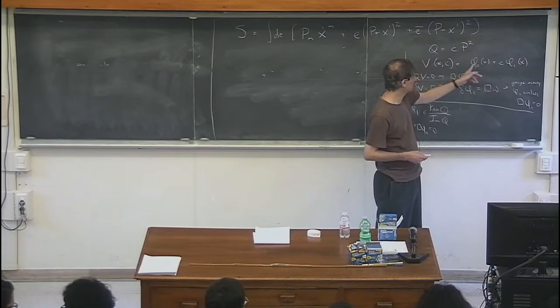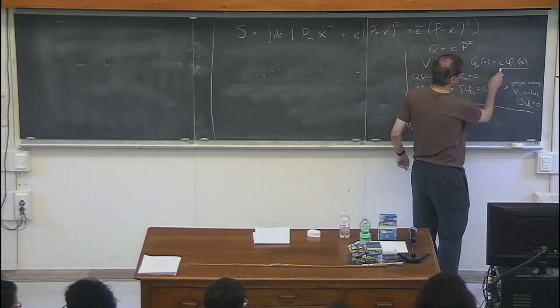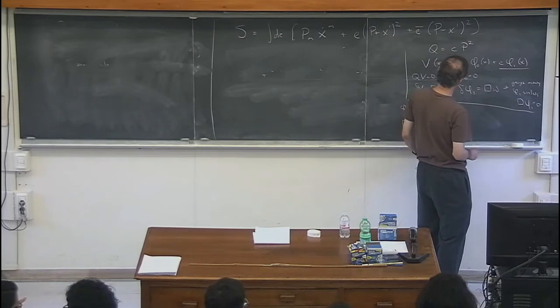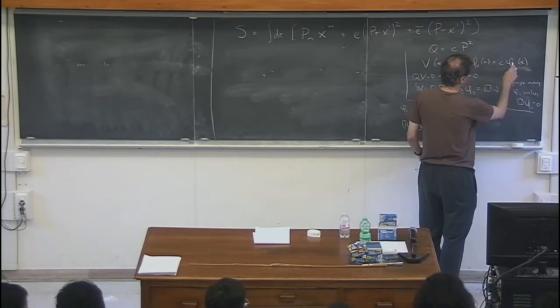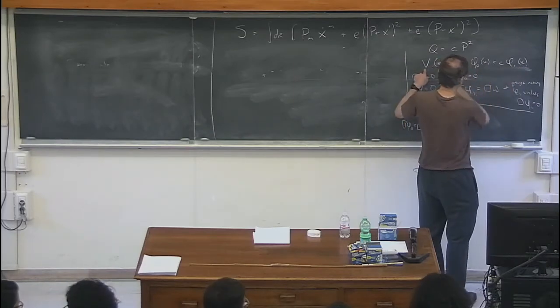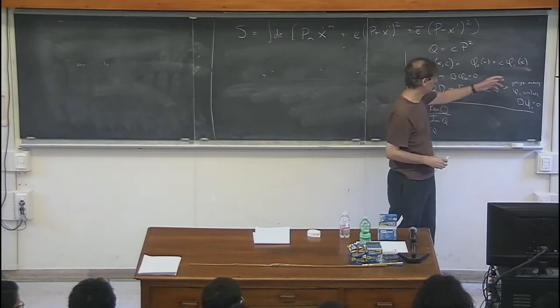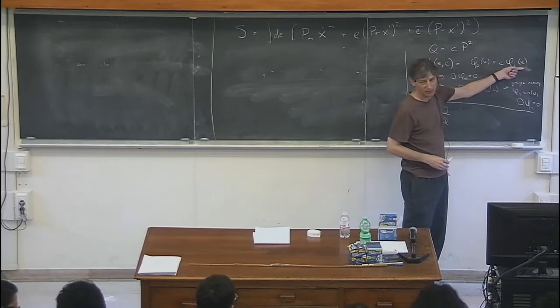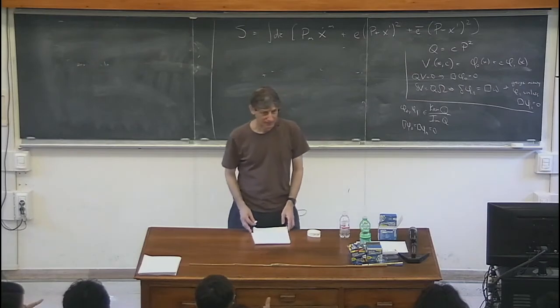I define it to be ghost number 0 because there are no ghosts here. Well, okay, C has ghost number 1, so probably I should have called this ghost number -1 then. Let's say the total V has ghost number 0. There's some ambiguity in what one calls ghost number, but normally one calls these ghost number 1 fields. Maybe the correct term would be ghost number -1.